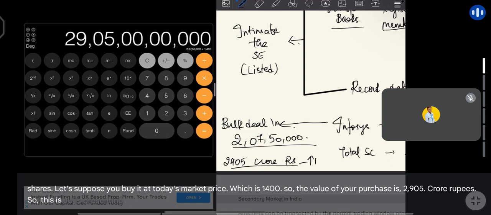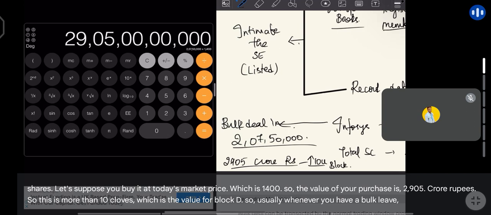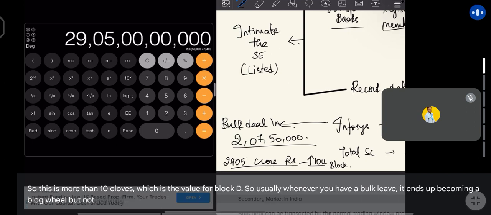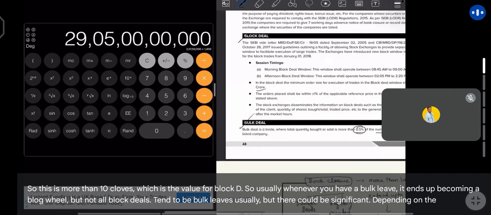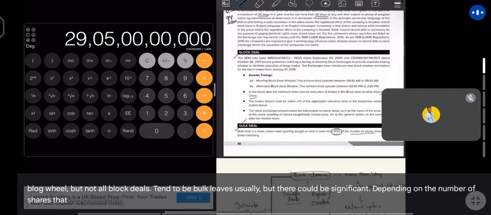So this is more than 10 crores, which is the value for a block deal. Usually, whenever you have a bulk deal, it ends up becoming a block deal, but not all block deals tend to be bulk deals. There could be significant overlap depending on the number of shares that you are buying and selling. So this is the trading quantity.